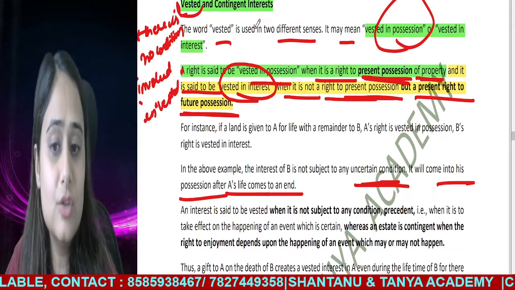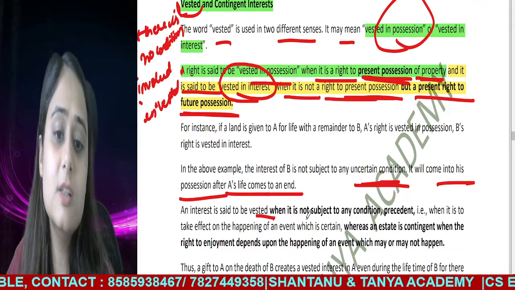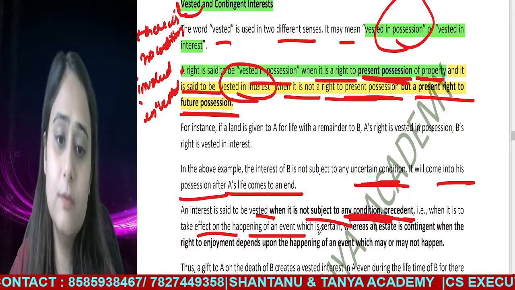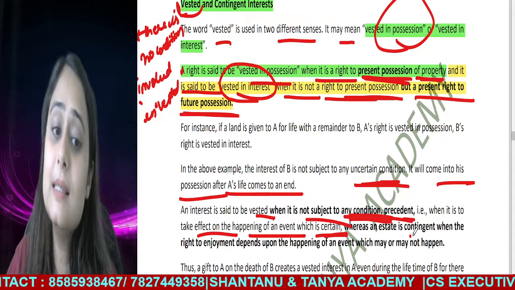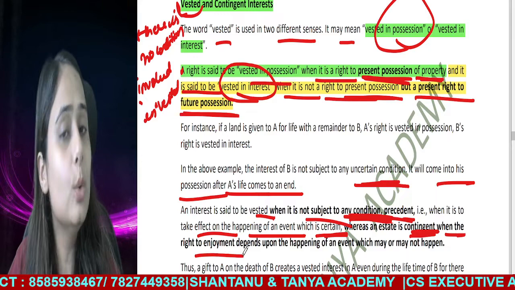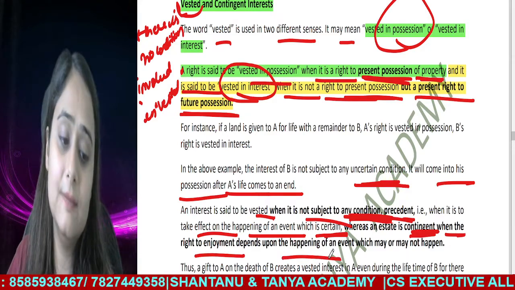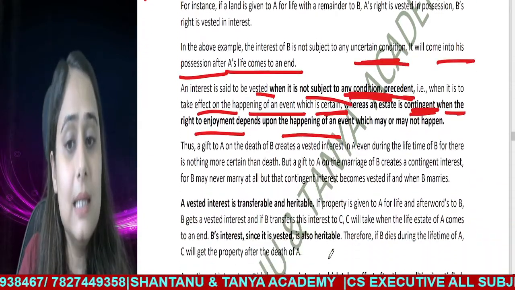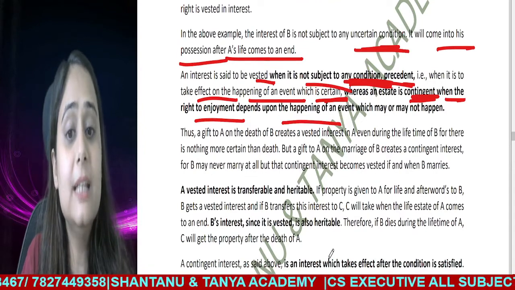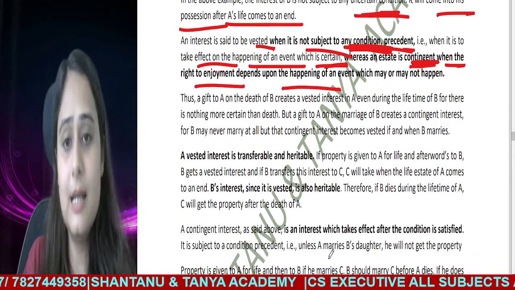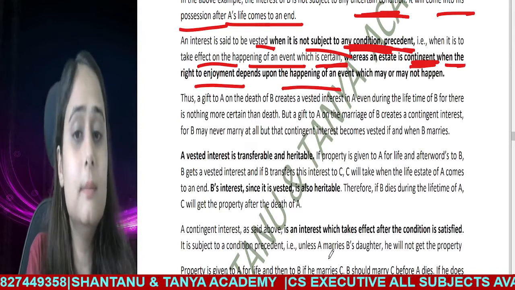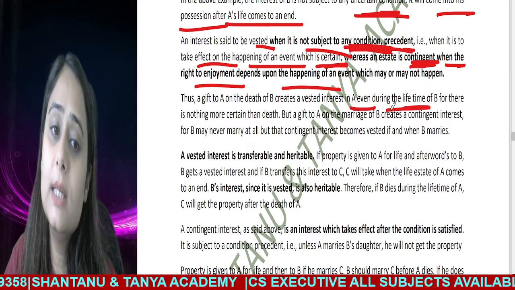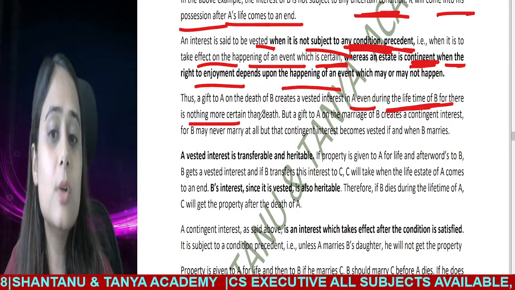And what do you mean by a contingent? An interest is said to be vested when it is not subject to any condition precedent. That is, when it is to take effect on happening of an event which is certain. Whereas an estate is contingent when the right to enjoyment depends upon happening of an event which may or may not happen. Correct? So that is contingent. Thus, a gift to A on the death of B creates a vested interest in A, even during the lifetime of B, for there is nothing more certain than death.